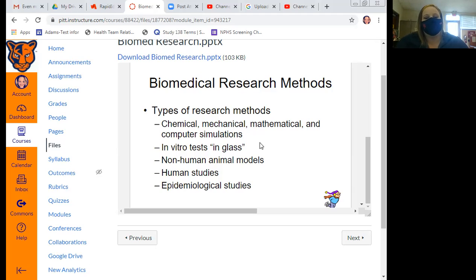So you'll see them listed here. Chemical, mechanical, mathematical, and computer go together. That's machines, okay? In vitro tests go together. We're going to talk about what that means. Non-human animal models go together. What does it mean when it says non-human animal models? What is a non-human animal? Every animal. Okay, it clicked. Yep, so break the words down, but make sure you understand, like, don't think that's a computer. Don't think it's a simulated animal. It's an animal, it's just not a human. Okay, so this is animal testing.